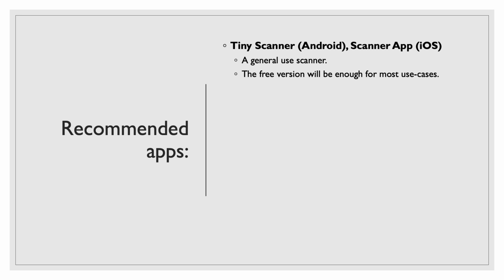Now that we know what the app does, here are some recommendations on which apps to use. First, we have TinyScanner, which is known as Scanner app on iPhone. This scanner is a good general use scanner and has all the features we talked about on the last slide. There is a paid version, but the free version will be enough for most users.